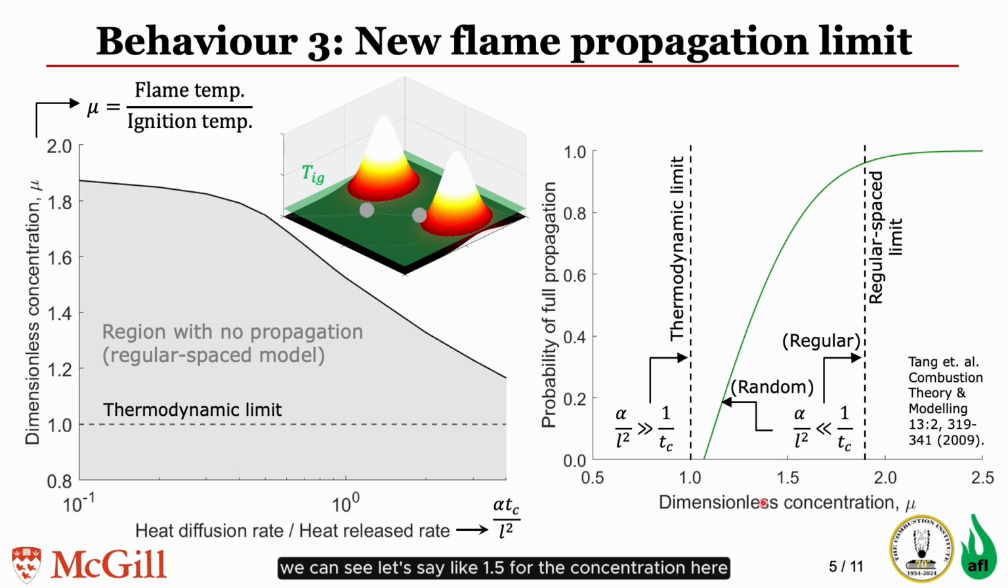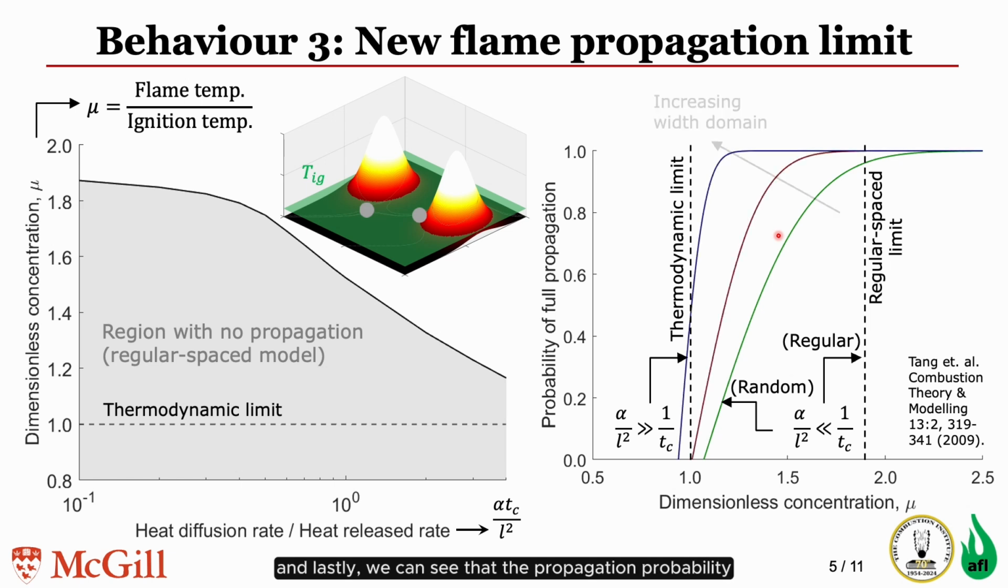We can see, let's say, a concentration of 1.5 here. It's not possible to propagate in a regularly spaced model, but it is possible with some probability of propagation here if we randomize the position of the particles. And lastly, we can see that the propagation probability is also a function of the width of the domain of the system.